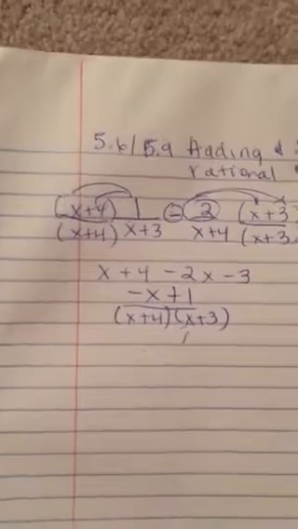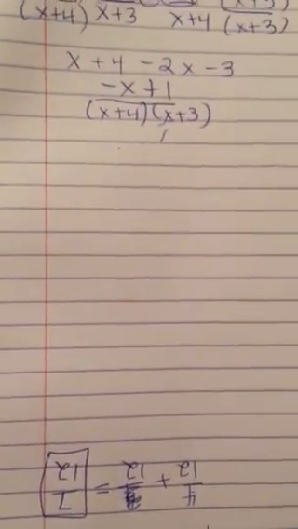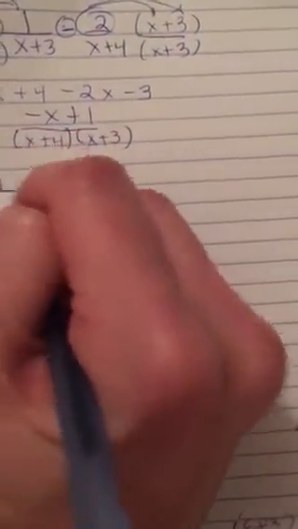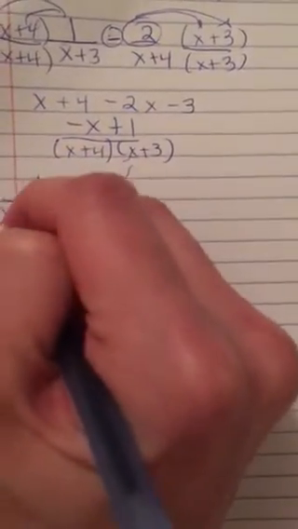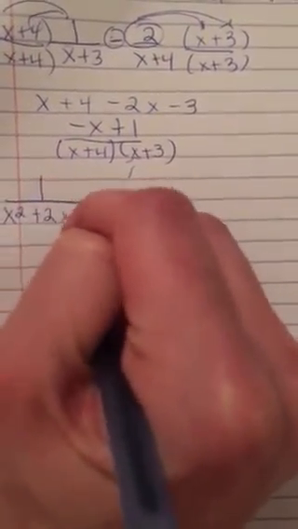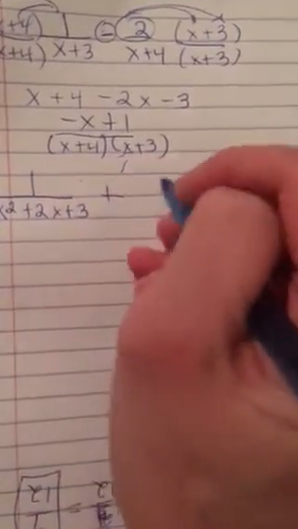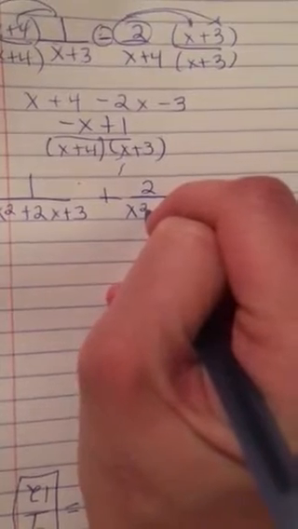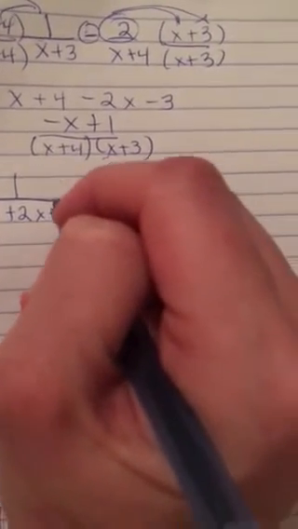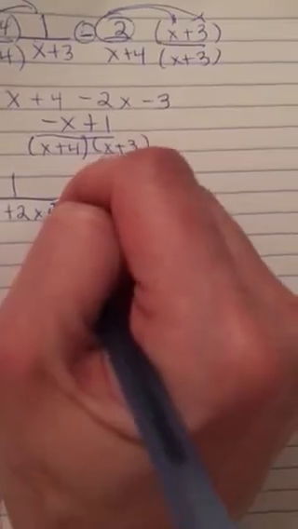I think I might want to show you one more example before you depart. If you wouldn't mind giving me one more minute. A lot of times you are going to see functions like 1 over x squared plus 2x minus 3 plus 2 over x squared minus 9. Something like that.